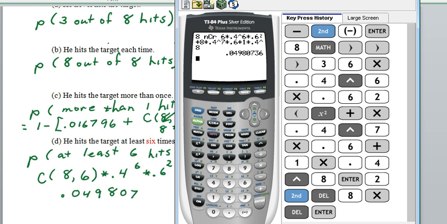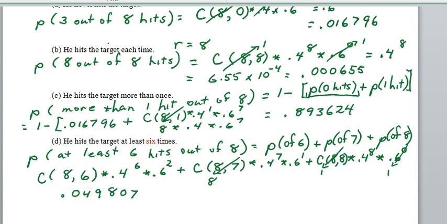To 4 decimal positions. So this part is the probability of 6 hits. This is 7 hits. This is 8 hits. And when we add them together, that's the probability of at least 6 hits. That means 6 or more.